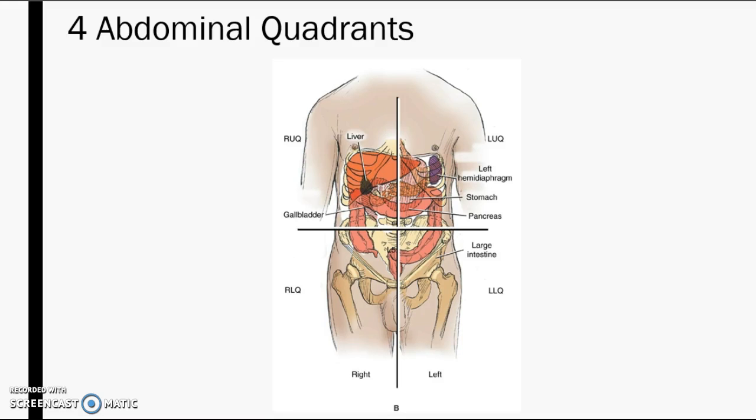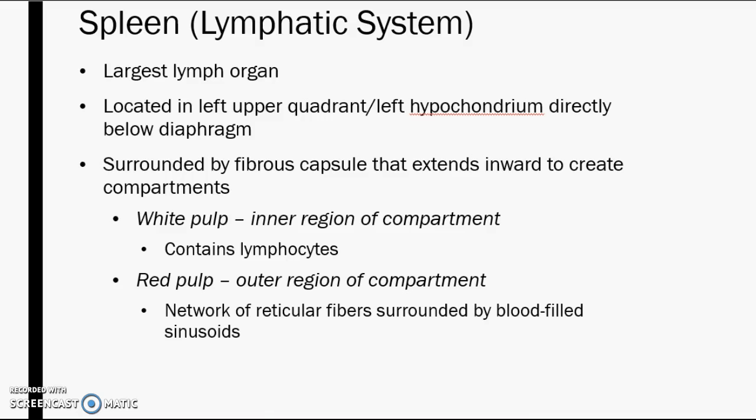First, let's take a look at the four abdominal quadrants. We have the right upper quadrant, the left upper quadrant, the right lower quadrant, and the left lower quadrant. This can be very helpful in locating or describing the location of the major organs in the abdomen. And this is a very common system used in the medical community.